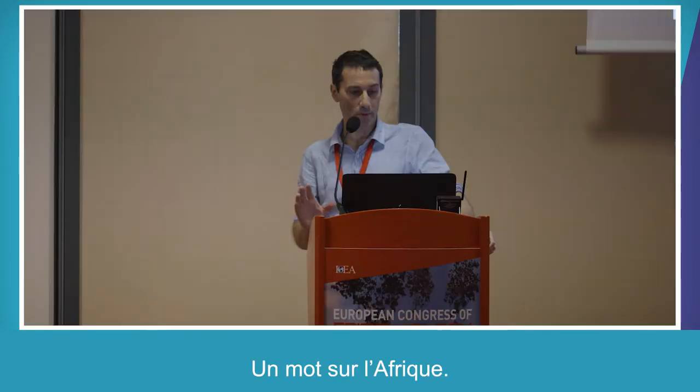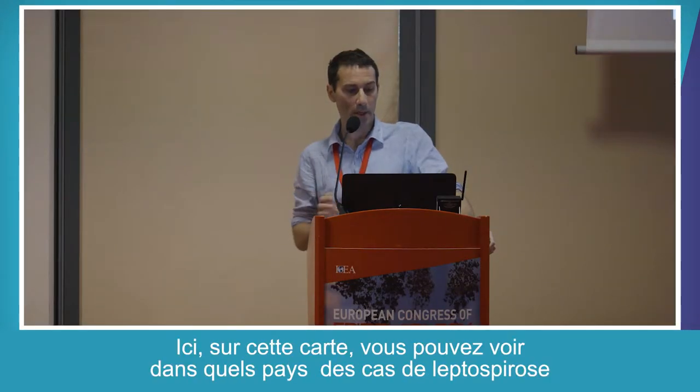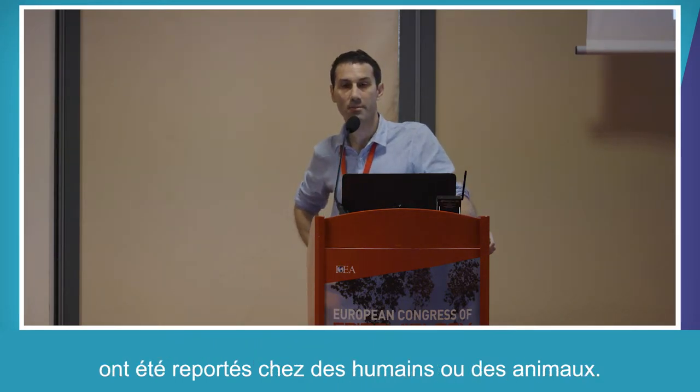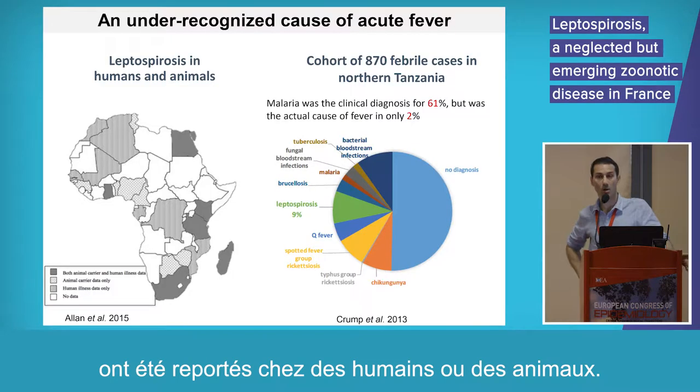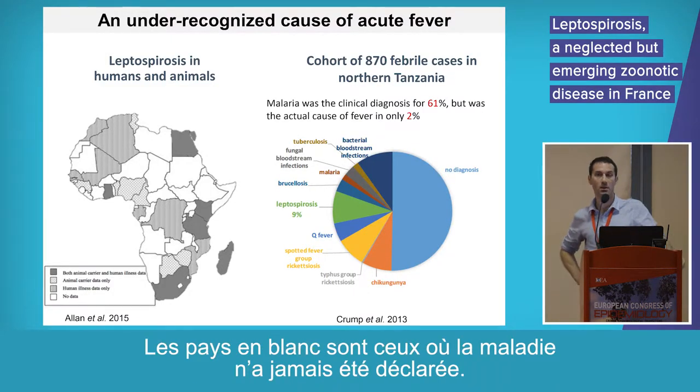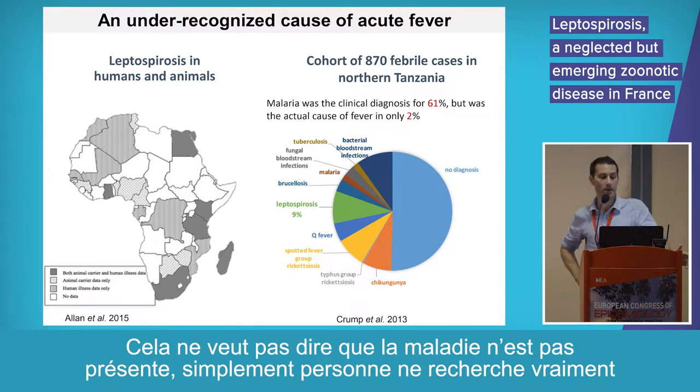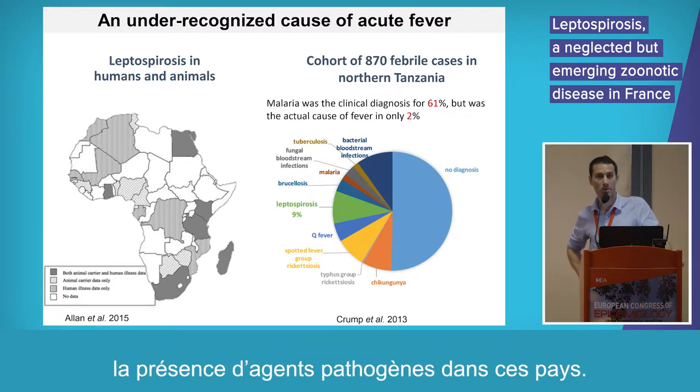So just briefly about Africa. On this map, you can see the countries where leptospirosis has been reported in humans or in animals. The countries in white are where the disease has never been reported. It's not because the disease is not there. It's just because nobody really looked at the presence of the pathogen in these countries.